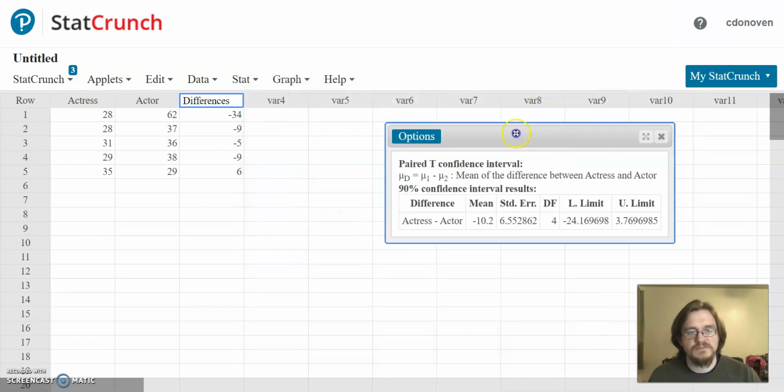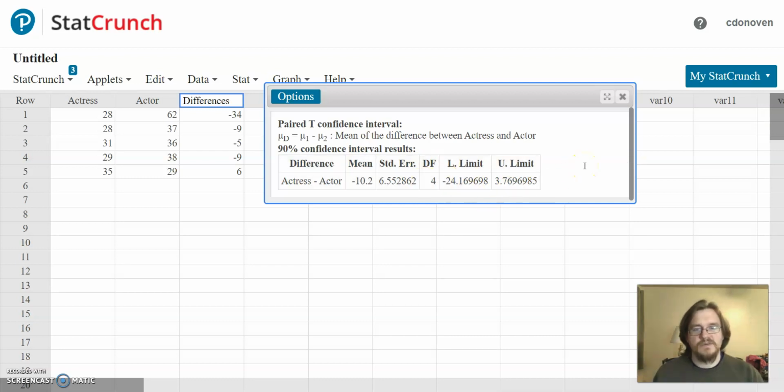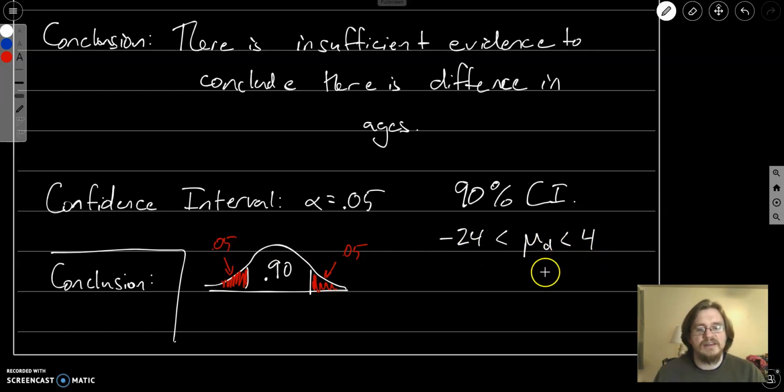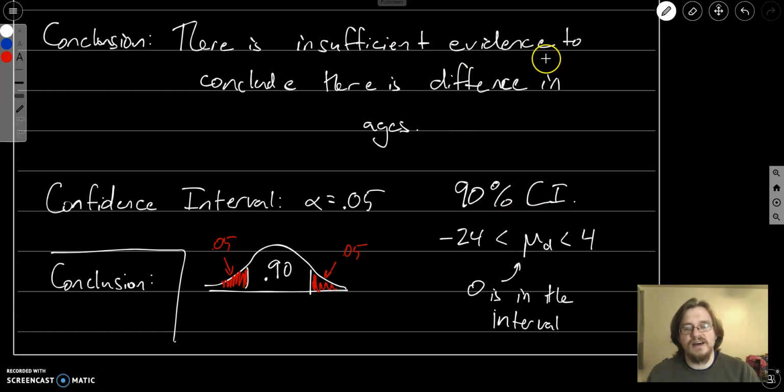And when we compute this, our confidence interval stretches from negative 24 up to positive 4. I'm rounding quite heavily here, but our confidence interval will stretch from minus 24 up to positive 4. And we can see that 0 is inside of the interval. Which means that it is possible for the difference to be 0, which means that I can't conclude that there is a difference in the ages. If 0 is in here, it is possible that the difference in ages could be the same.